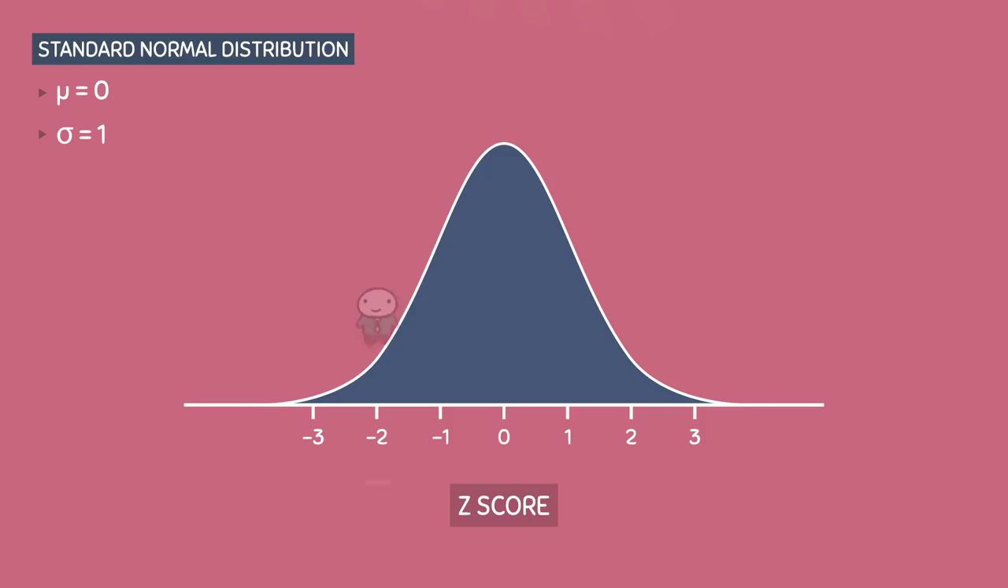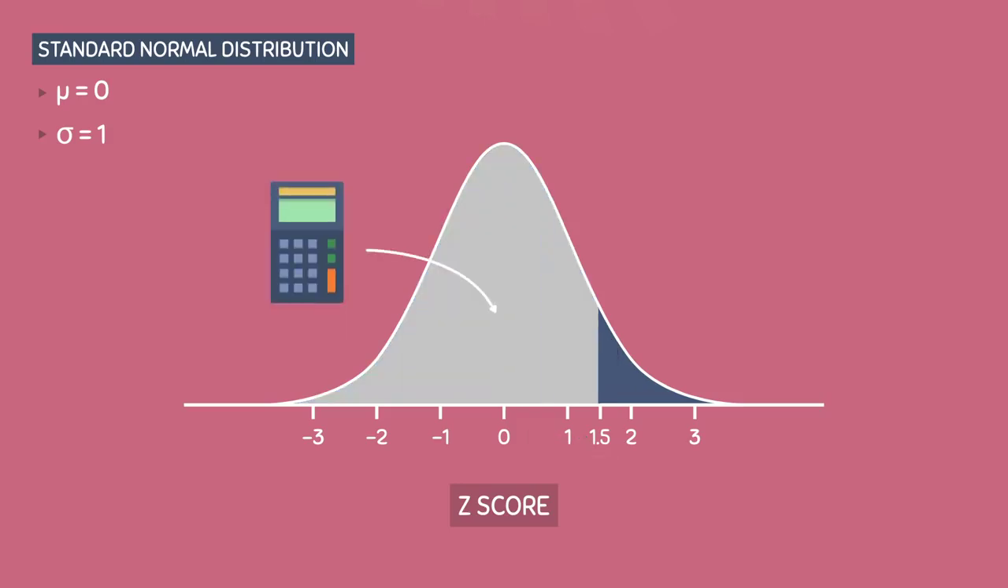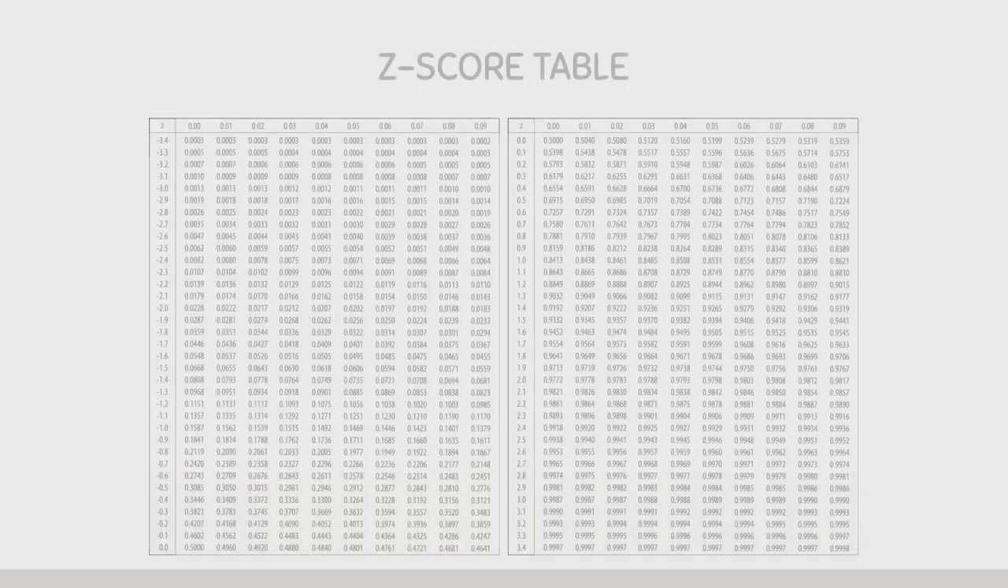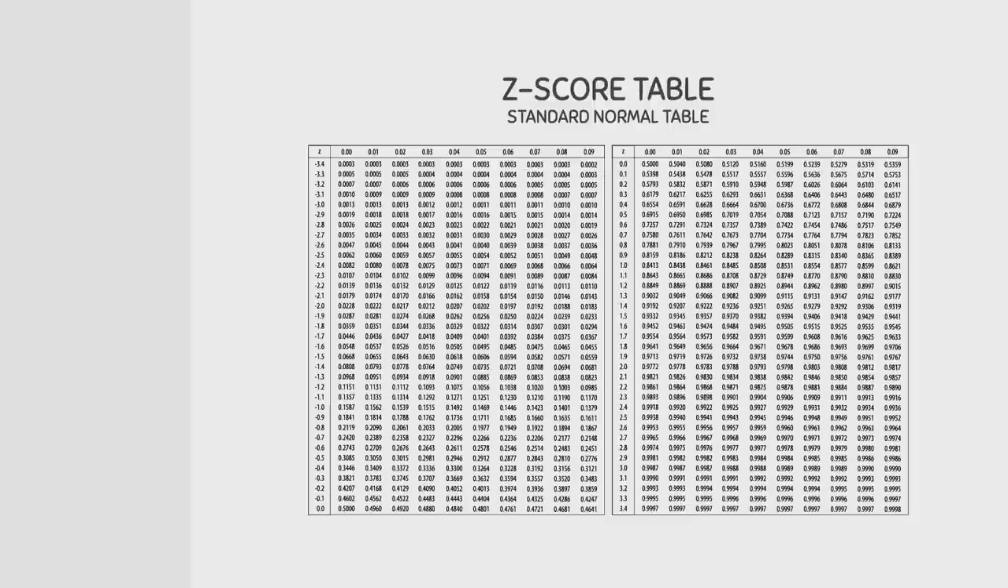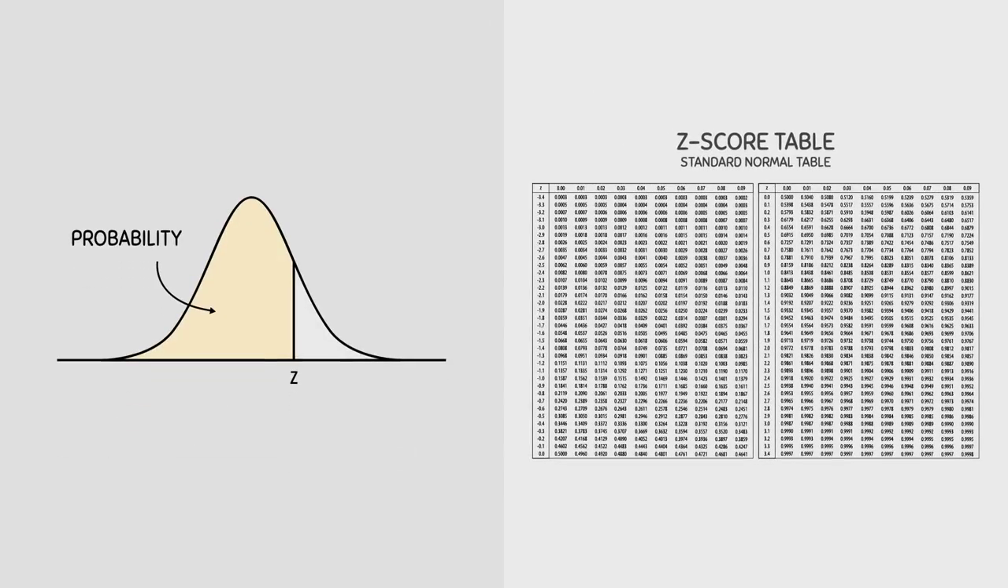For example, a z-score of -2 tells me that I am 2 standard deviations to the left of the mean, and a z-score of 1.5 tells me that I am 1.5 standard deviations to the right of the mean. Most importantly, a z-score allows us to calculate how much area that specific z-score is associated with, and we can find out that exact area using something called a z-score table, also known as the standard normal table. This table tells us the total amount of area contained to the left side of any value of z.